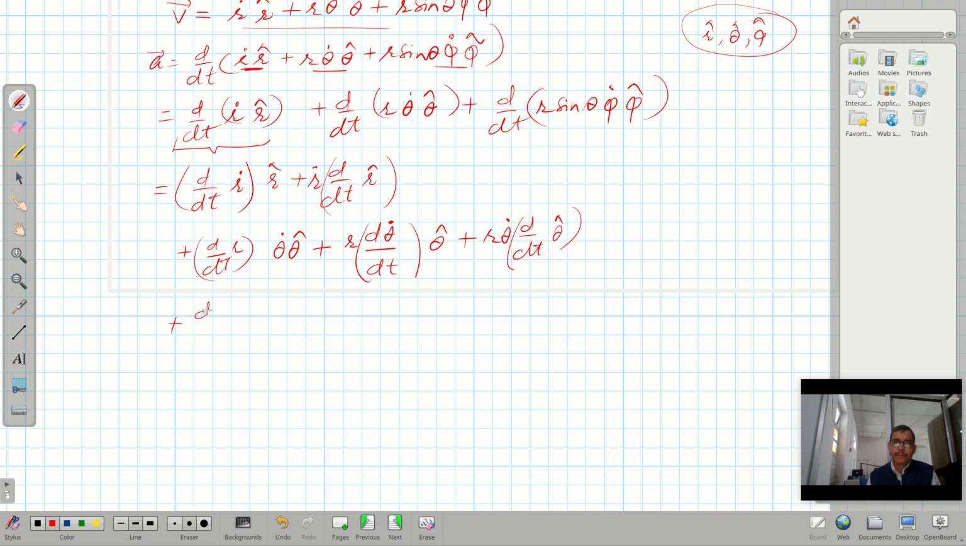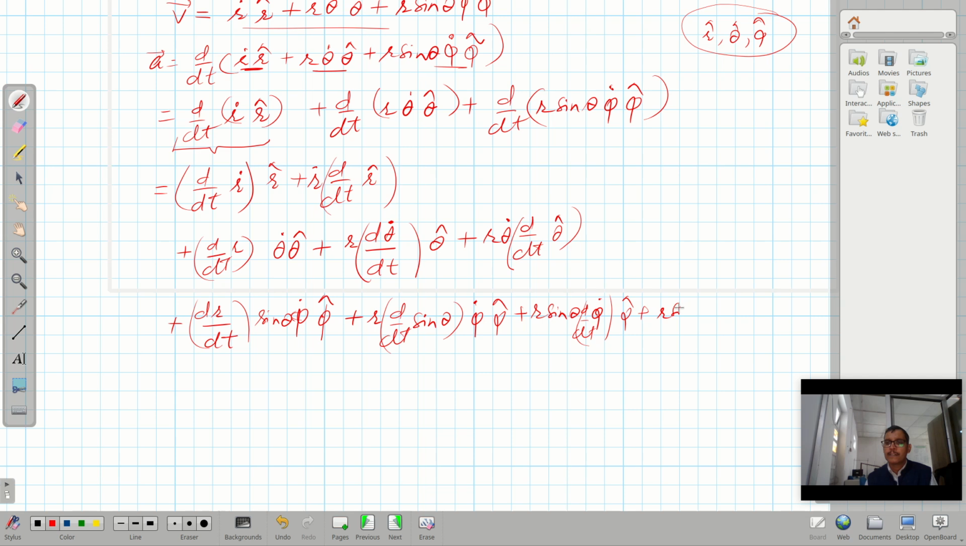Plus dr over dt sine theta phi dot phi cap, plus r d upon dt of sine theta phi dot phi cap, plus r sine theta phi dot d upon dt of phi dot phi cap, plus r sine theta phi dot d upon dt of phi cap.